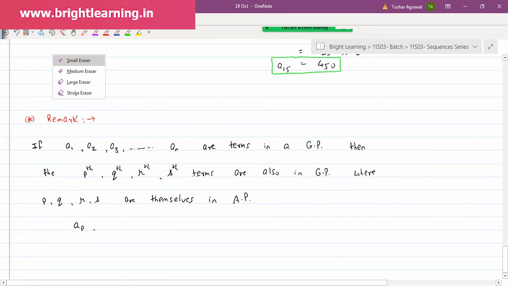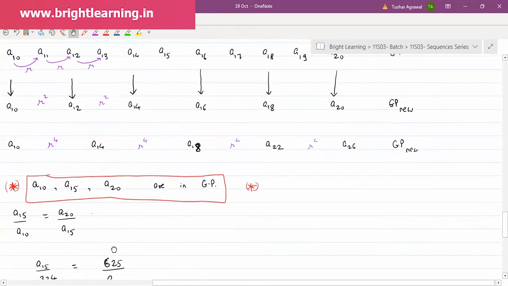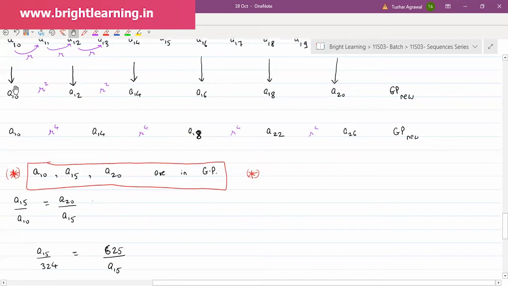We are considering the original sequence, which is a geometric progression. The Pth term of the original GP, Qth term of the original geometric progression, Rth of the GP, and the Sth of the GP will again be a new geometric progression. The only thing is that P, Q, R, S are themselves in AP, like we did over here. We are taking equidistant terms: 10, 12, 14, 16. So P is 10, Q is 12, not A10. Keep this in mind.